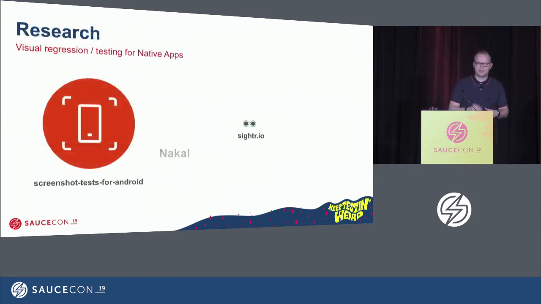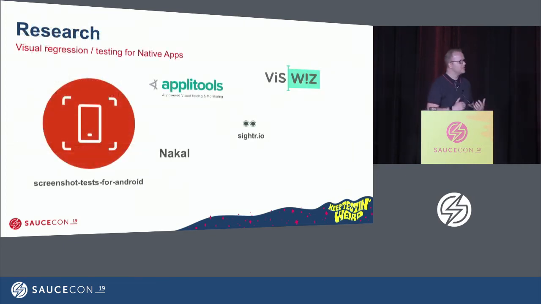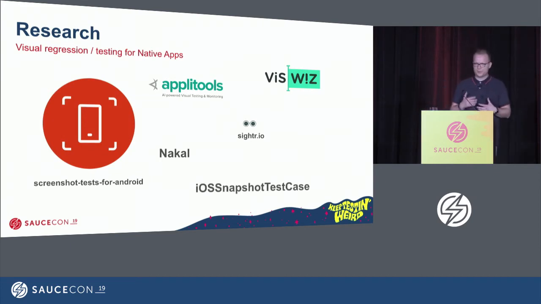And when I started the research, it was very hard. The reason for that is that there were not a lot of tools that would support visual regression for native apps. Almost all the tools that were out there were tools to do visual comparison on web applications.